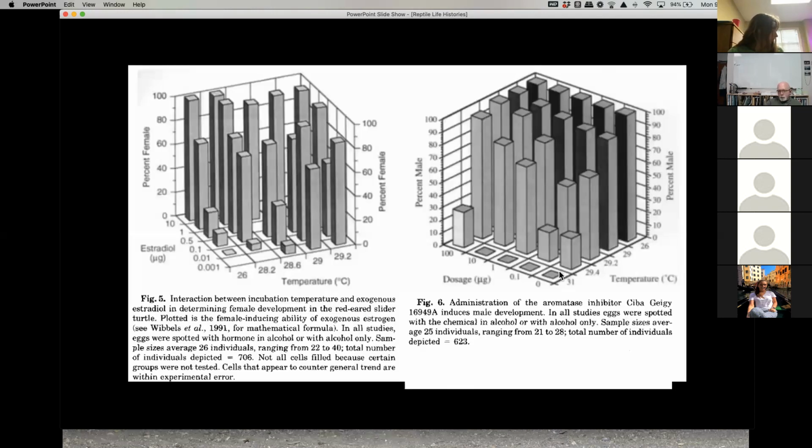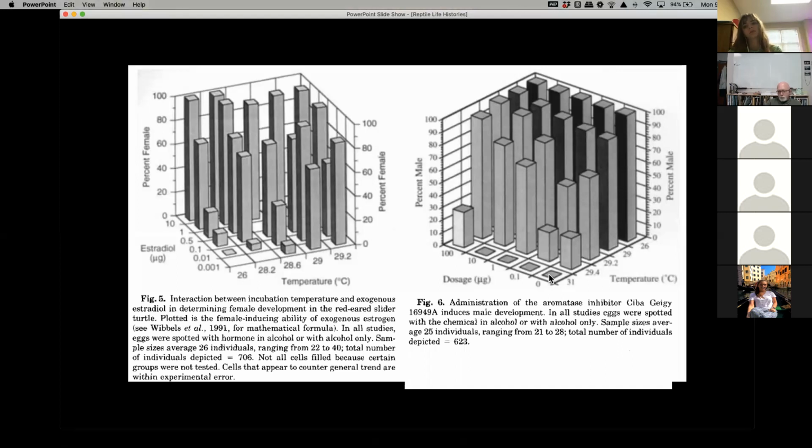So normally at high temperatures, at 31 degrees, what do you get? No males. No males, but as you increase aromatase inhibitor, you get more males. Decreasing the amount of estrogen being produced, you get more males, and that is pronounced at these not super high temperatures, but kind of on the high side, more intermediate temperatures. You have some males being produced at high temperatures, which would normally produce females, but then as you add aromatase inhibitor, you get more and more males.